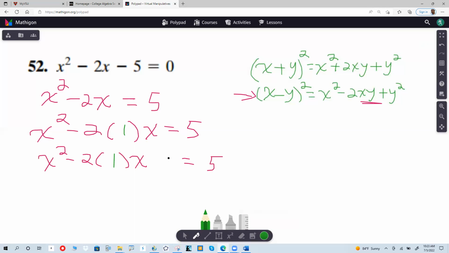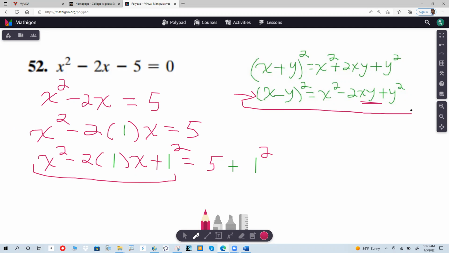My green one, green one, green one. Now I'm trying to be consistent with my color. Now the left-hand side looks just like this left-hand side. So what can I write? I can write x minus y, but it's not y, it's 1. And if you want, I'll make it green in a minute. And the right-hand side is 1 squared is 1, 5 plus 1 is 6.